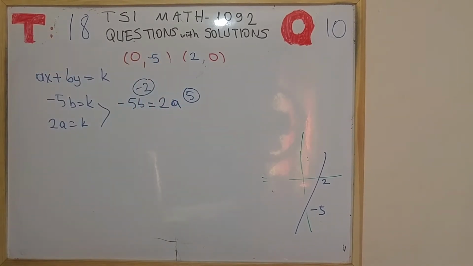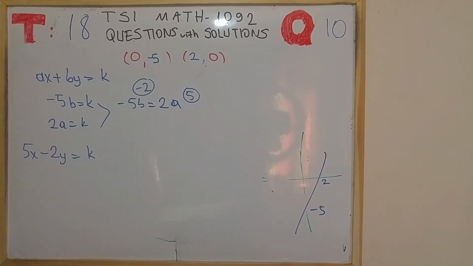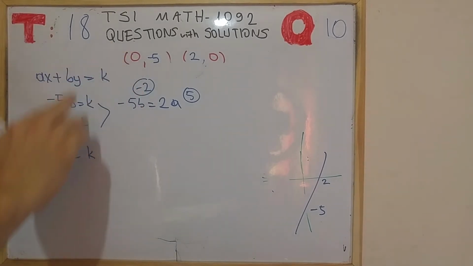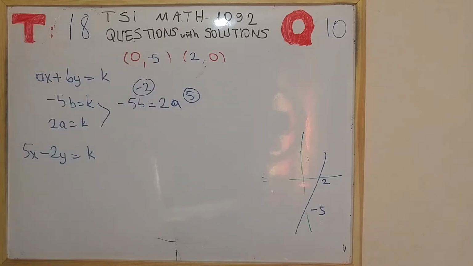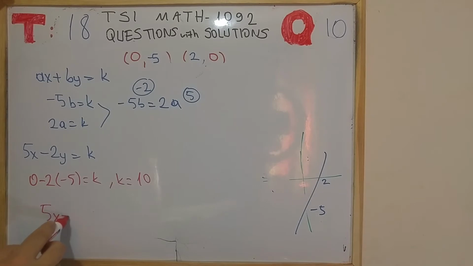So my function is something like 5x minus 2y is equal to k. Now let's find that k out by valuing. Let's choose one of these points where, for example, this point, x is equal to 0. So 0 minus 2 times y, where y is equal to minus 5, is equal to k. So k is equal to 10. So my function is 5x minus 2y is equal to 10.